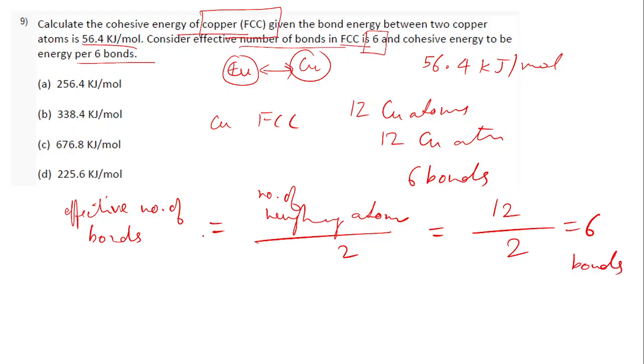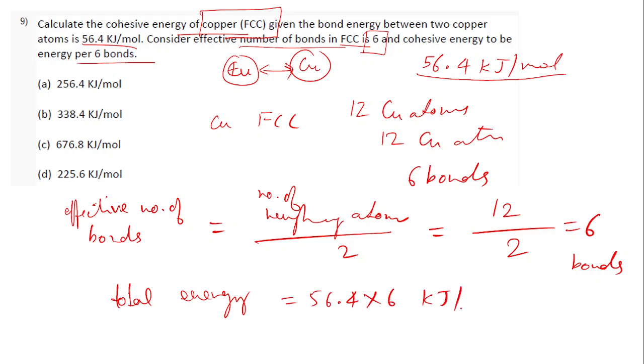So we understood the number of bonds. Now the energy for one bond is 56.4 kilojoule per mole. That means we have 6 bonds here, so the total energy for 6 bonds will be 56.4 times 6 kilojoule per mole, and we can calculate this. It will be 338.4 kilojoule per mole.